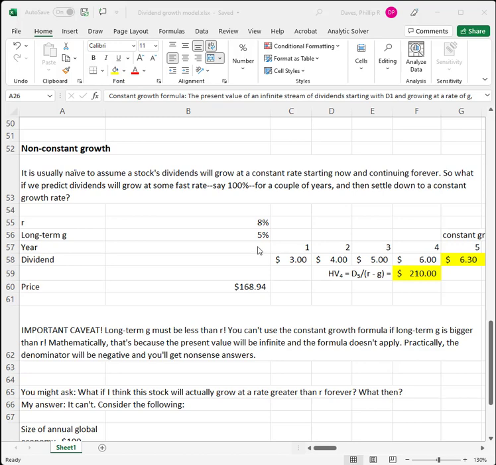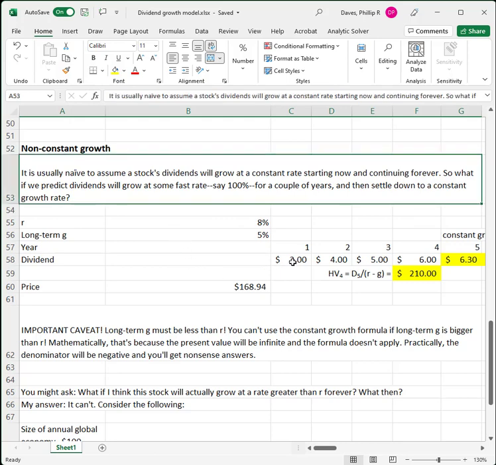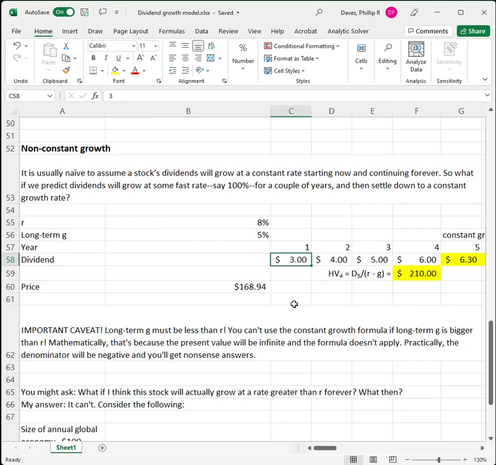So a reasonable question is, what do you do if you have a company that happens to be growing rapidly? Its dividends are growing rapidly for a while, but at a rate that's bigger than, say, your cost of capital or your R. So let's look at an example. Let's suppose that we have a company whose dividends are expected to be $3 next year. They're going to grow pretty fast to $4 the year after that. They're still going to continue to grow pretty fast, $1 a year for the next 4 years. Those growth rates are all bigger than the 8% R. So let's assume they're going to grow at a pretty high growth rate for a couple of years.